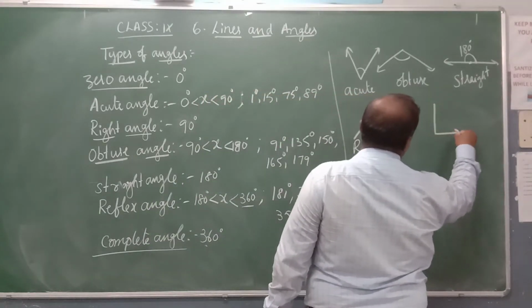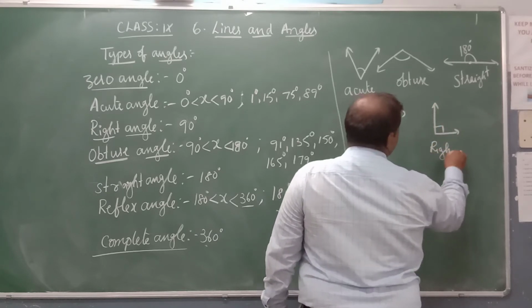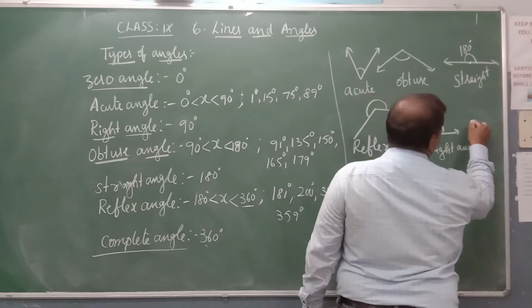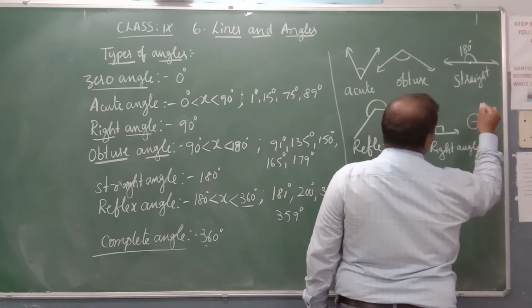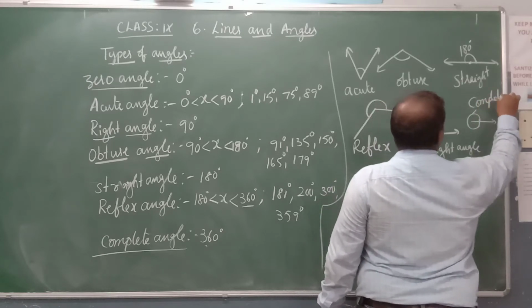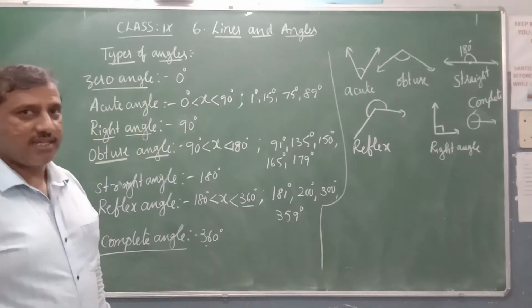And what do we call this angle? Yes, it is a right angle. This is a right angle. Now, what do we call this angle? This is a complete angle. A complete angle, like this. These are the different types of angles.